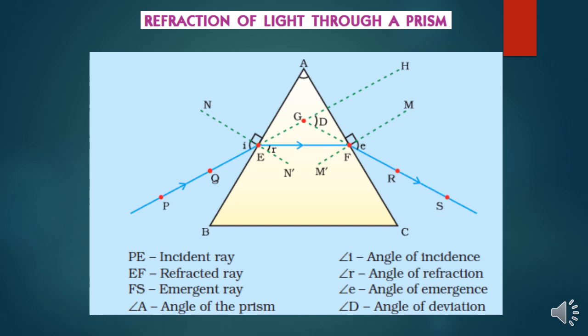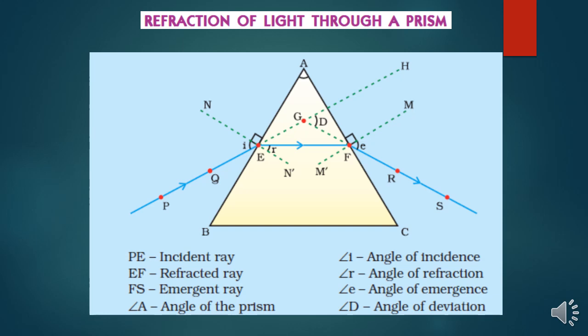We already studied what PE, EF and FS are. PE is the incident ray, EF is the refracted ray, and FS is the emergent ray. Now the angle between the two faces of the prism, that is face AB and face AC, is represented as angle A. That angle A is known as the angle of the prism. In short, the angle between the two faces of the prism is known as the angle of prism.